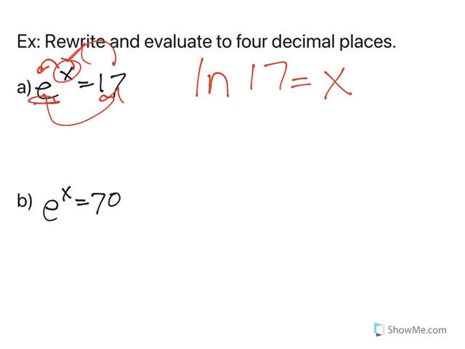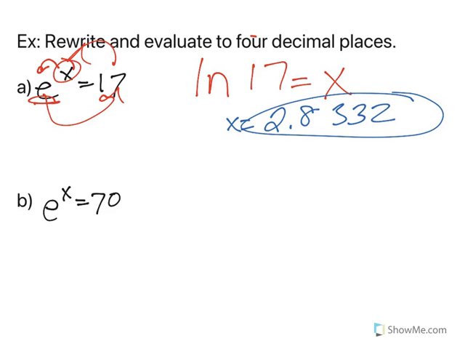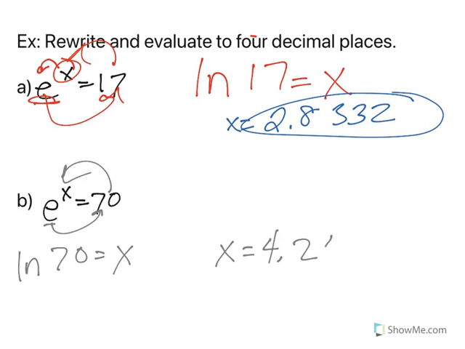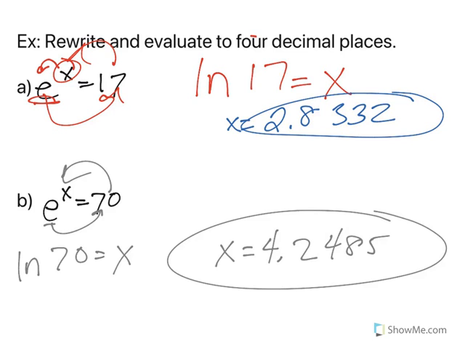So when I type in ln 17, again, to 4 decimal places, I end up with an answer of 2.8332. And then letter B, again, we have a base of e, so natural log of 70 equals x. Type in ln 70 into your calculator to 4 decimal places, 4.2485. So being able to maneuver between exponential and logarithm will really help you be able to evaluate different functions.